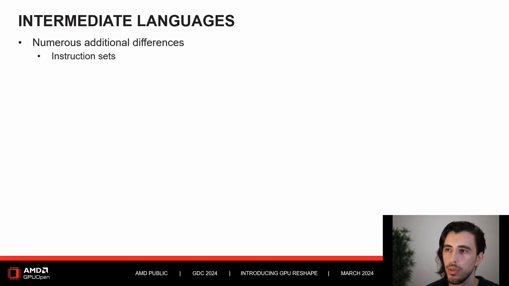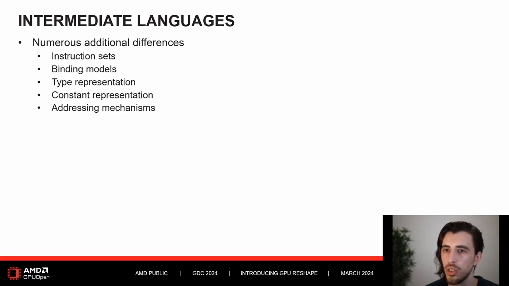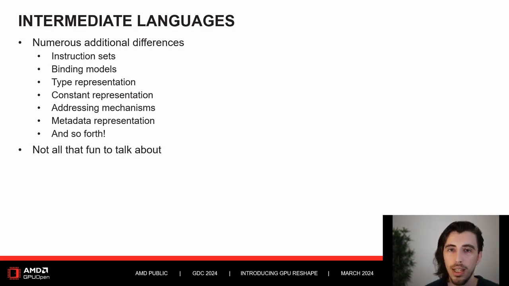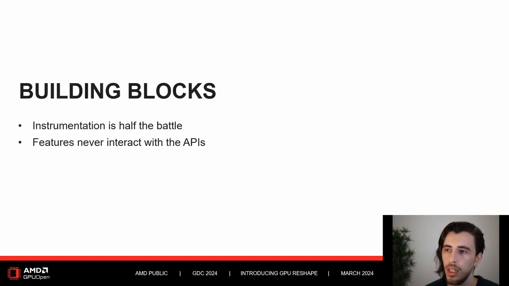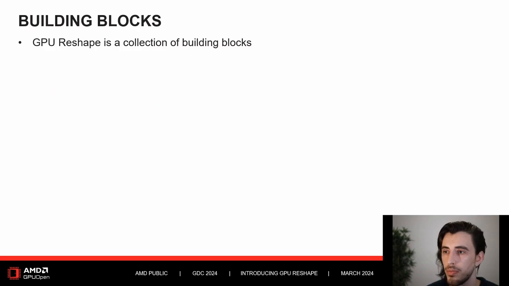And a bunch of other things. We have binding models, type representations, constants, metadata, and a lot more. Now, personally, I love this stuff, but the important bit is that given compliance, translation to the backend IL is seamless. And from there, instrumentation is half the battle. The features never interact with the APIs, so that part has to be abstracted as well.